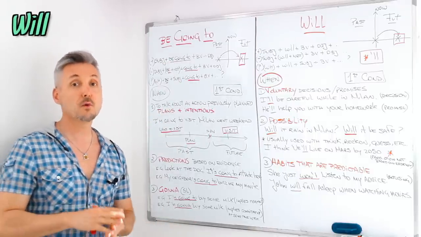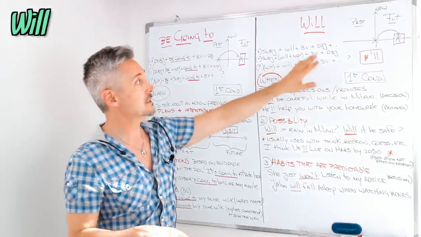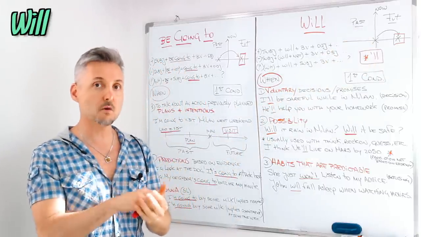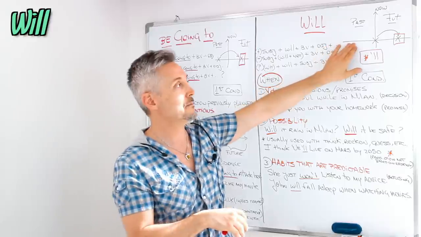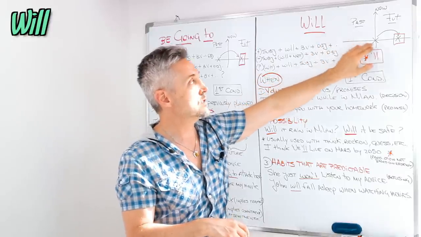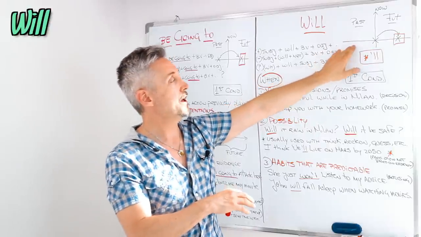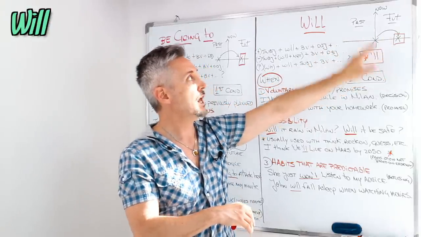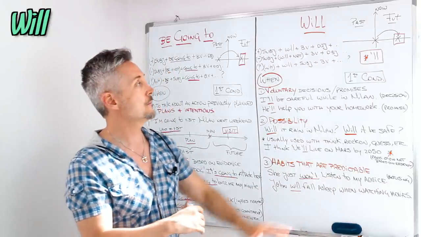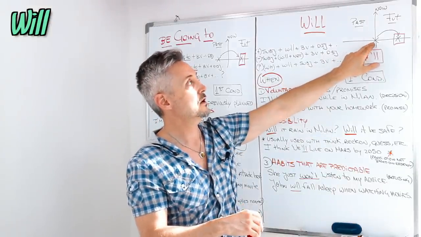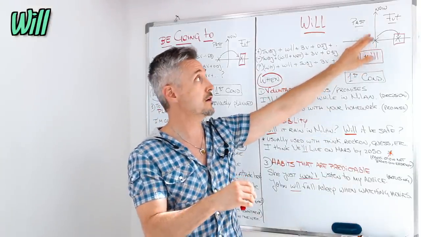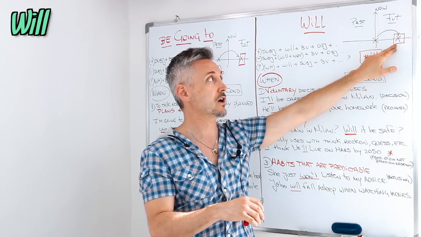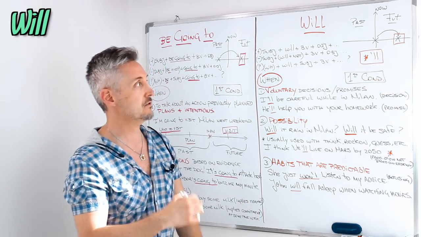Now, for will instead, we use it for a future action that I decided at the moment of speaking, just like my timeline. We have the horizontal line, like before, that is divided in two, past and future, and the vertical line is now. So we have the cross here at the crossroads of now and the horizontal line, and then a cross in the future. So I decide right now.